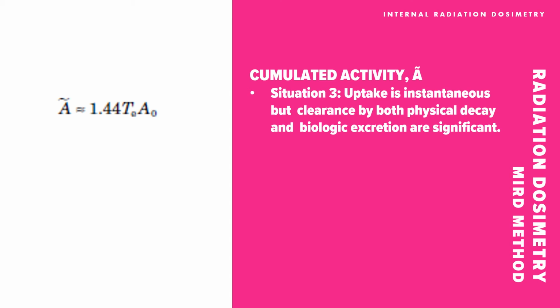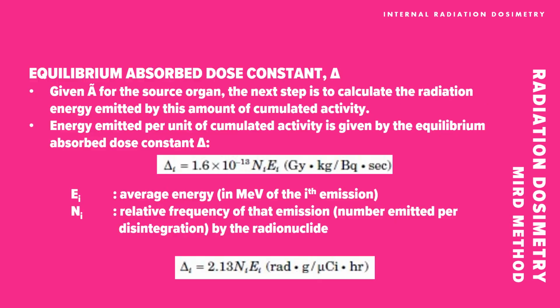In the third situation, you have both physical decay and biological excretion. In this case, the uptake is still instantaneous, and you calculate the cumulative activity by 1.44 Te times A0. Te is a combination of the biological half-life and physical half-life. You learned this before, so I need you to look back into the previous lecture notes to determine how you got Te. That's about the cumulative activity, or A with a tilde as the symbol.